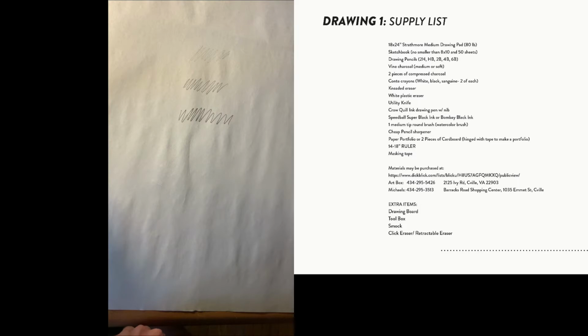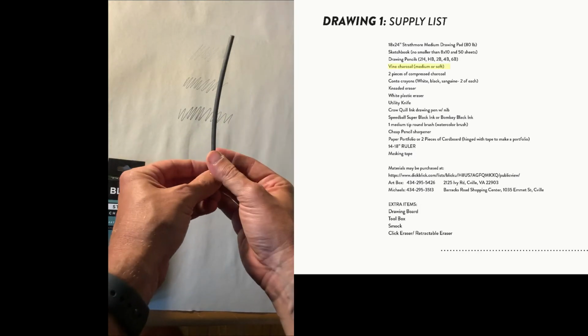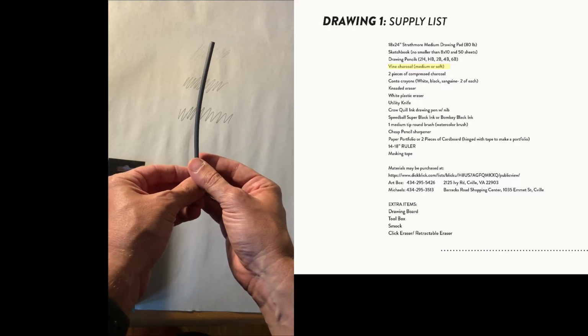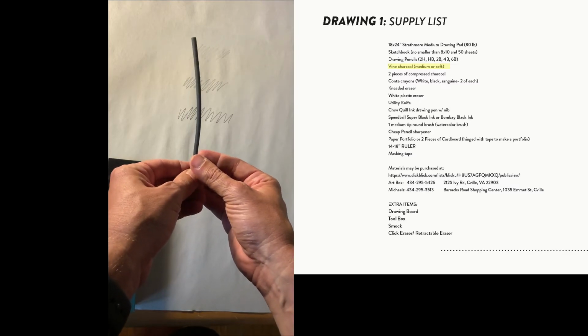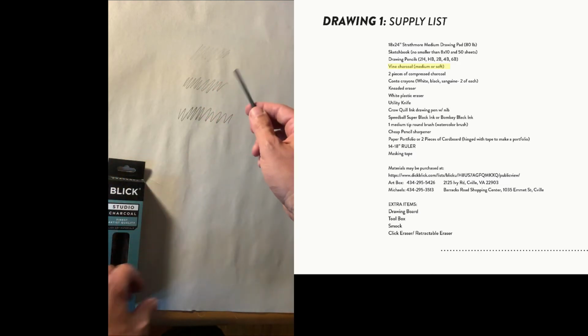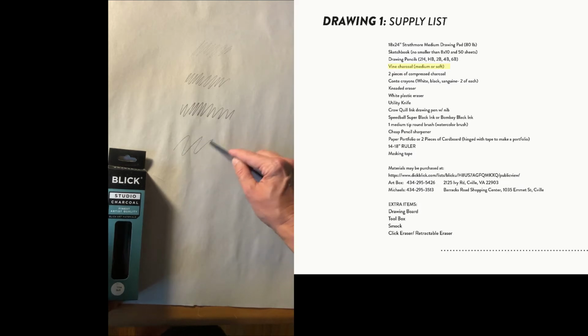All right, the next thing that we're going to get is vine charcoal. Now vine charcoal is just a charred vine. It's usually a willow vine or a grapevine, and we use it as a drawing material, and we can see that it will make a nice mark.